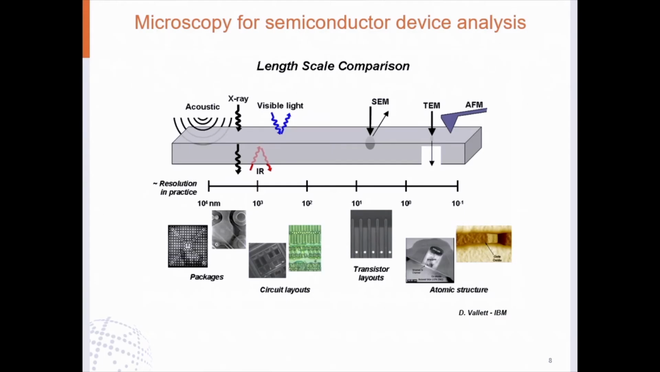Okay, now just want to give a brief overview of the microscopy in the semiconductor world. What are some of the different types of microscopy that we were using and are still using? But where do we need to go?